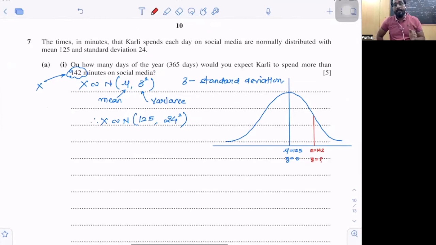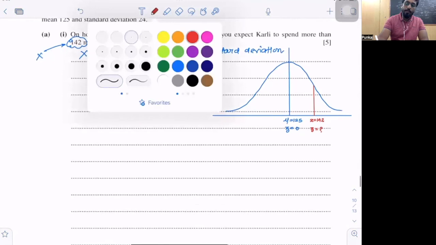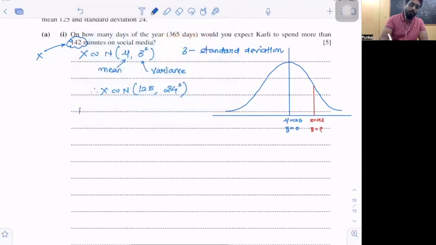So you want to find the probability when x is greater than 142. You getting that? Probability of x greater than 142. Now, you should know how this x is transformed into z. So I will write here probability of z greater than some value of z. For x equal to 142, there is some value of z.